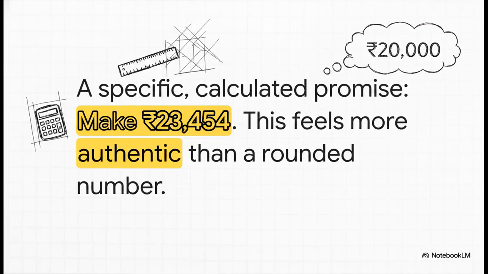Now check out the specific number they use in the description. They don't just say make over 20,000 rupees. Nope. They say make 23,454 rupees. This is such a classic psychological trick. A really precise, non-rounded number feels way more authentic, doesn't it? It feels like it's the result of a real calculation from a system that actually works, not just a number they pulled out of thin air. It makes the promise feel so much more achievable.